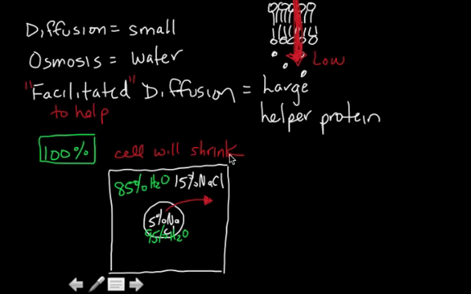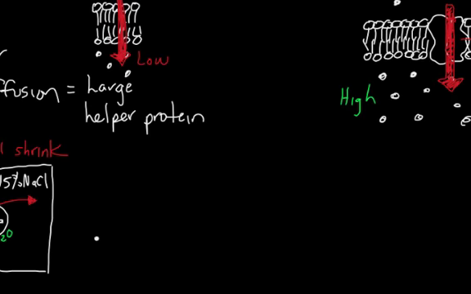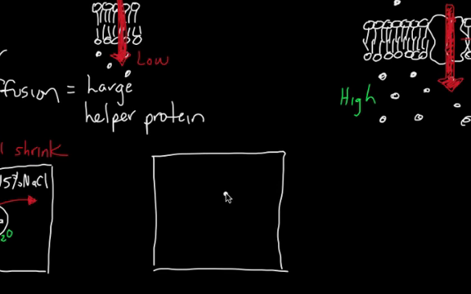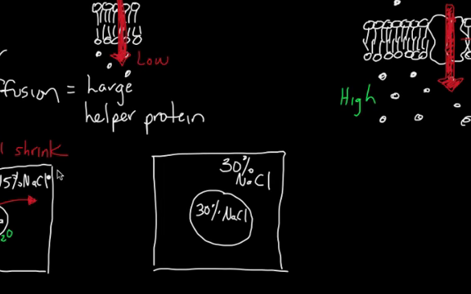Here's another example that brings up a new term. If I show you the same setup, a cell inside of a solution, but inside of my cell I have 30% NaCl, and on the outside I also have 30% NaCl. Again, I need to think about my concept of 100. Everything has to add up to 100. If I'm 30% NaCl on the outside, that means I need 70% H2O. And the same thing is true on the inside.